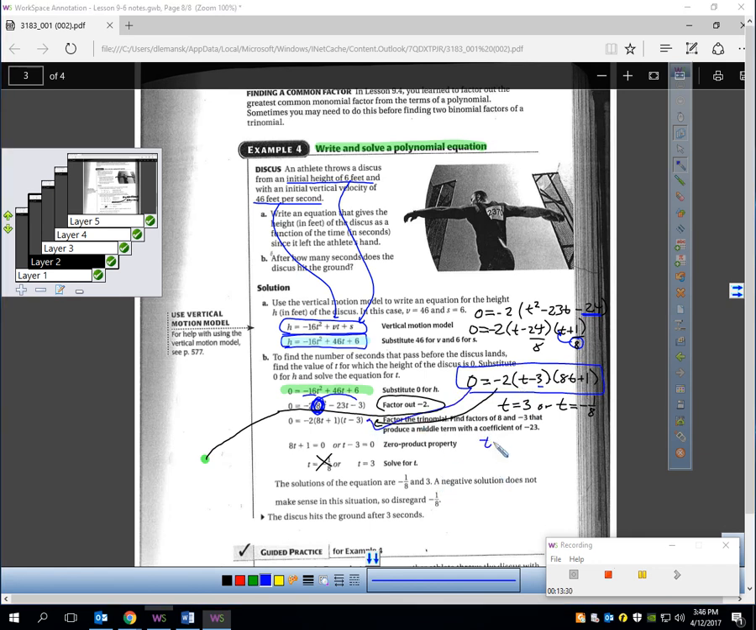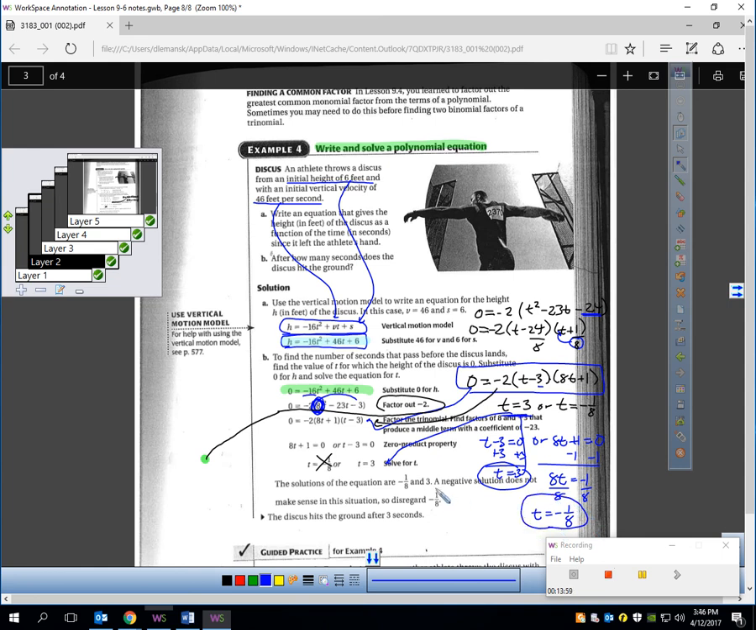T minus 3 can equal 0, or 8t plus 1 could equal 0. Well, this is easy here. If I add 3 to each side, t has to equal 3, which is what I have here and what the book has. 8t plus 1 would equal 0. Well, if I take away 1 from each side, I get 8t equals negative 1, and then I can divide by 8. My second answer is t equals negative 1/8 seconds.